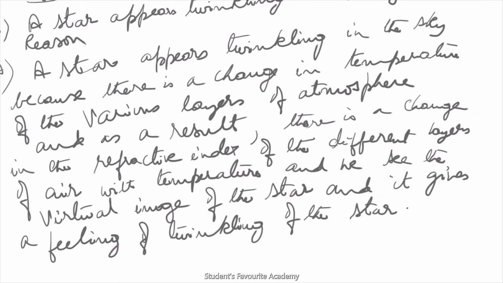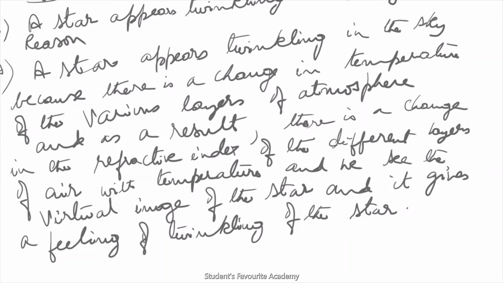A tank appears shallow than its actual depth when viewed from top. Again same thing, because of refraction of light we see the virtual image, and so we think the apparent depth is the real depth. So the tank appears shallow, and a person's legs appear to be short when standing in a tank, or when you sit on the river bank and dip your feet inside the water they appear to be short. Why? Because of again this refraction of light.